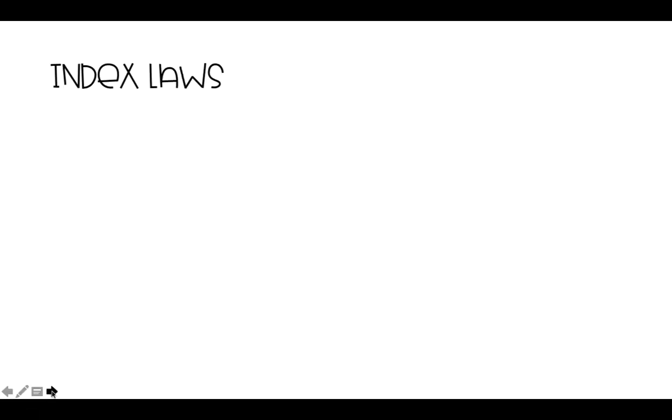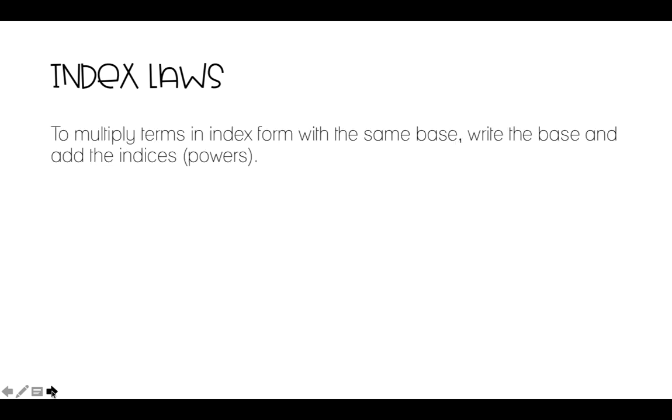So when we're working with index notation or index form, you multiply the terms in index form with the same base. What you do is you write the base as it is, so the bottom number or the bottom pronumeral, and then you add the indices together. So if I have A to the power of 4 times A to the power of 3, what I'm going to do is I'm going to write A, and then I'm going to add 4 and 3 together. So I end up with A to the power of 7.